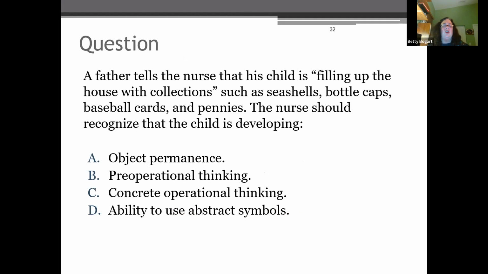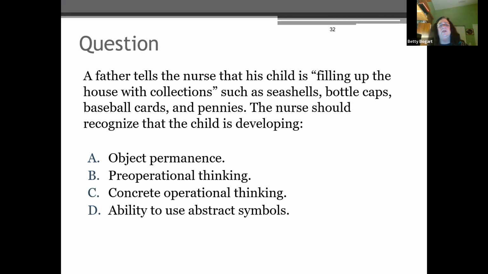Now we're going to start talking about different words that you've never heard of, like object permanence and pre-operational thinking. Now, B and C are both under Piaget's theory, which I said I'm sending you that handout. Something we're also going to be discussing next week. But let's go into it, just showing you.